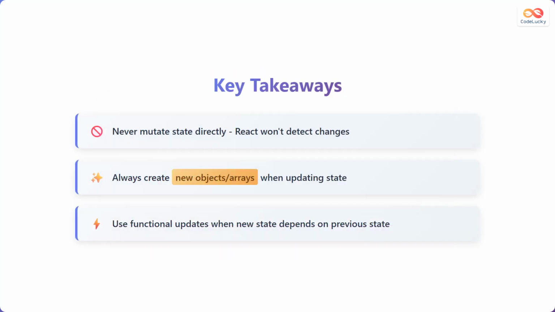Here are the key takeaways from this video. Never mutate state directly. React won't detect changes. Always create new objects or arrays when updating state. Use functional updates when the new state depends on the previous state.